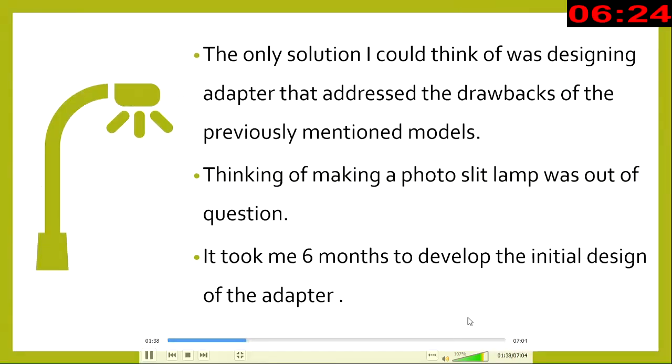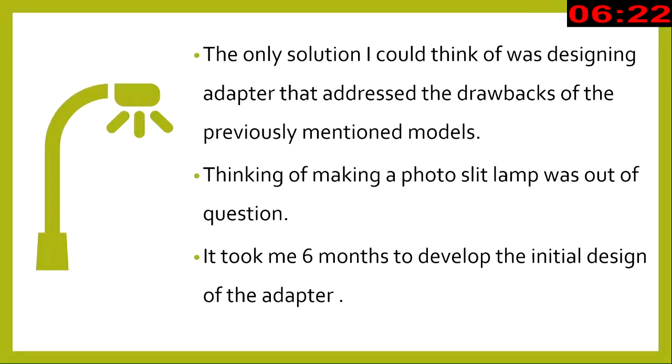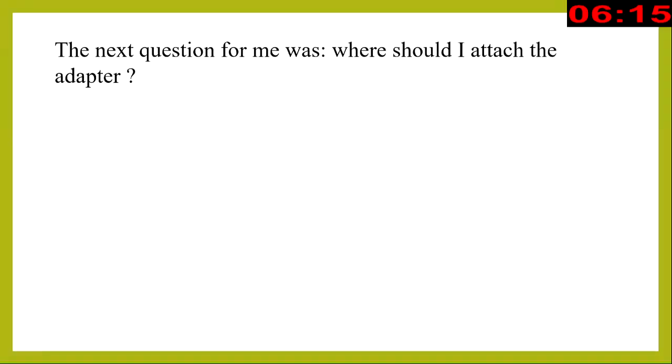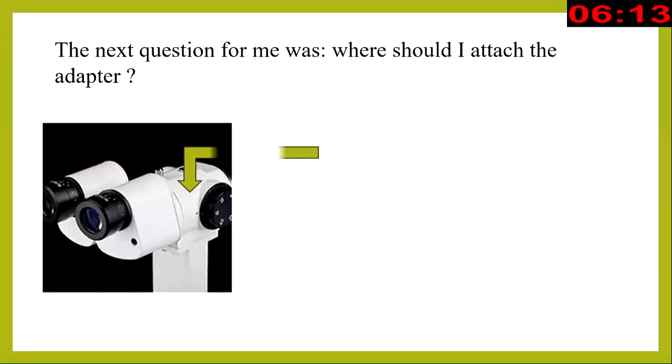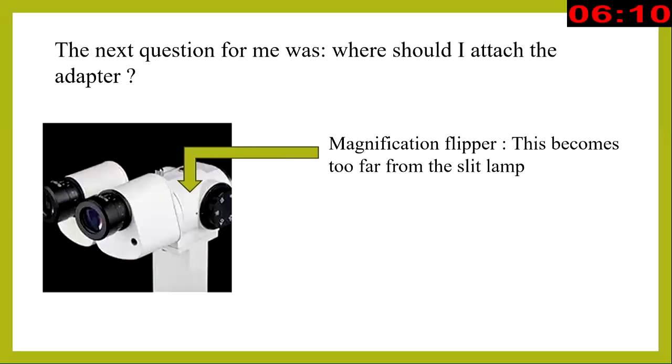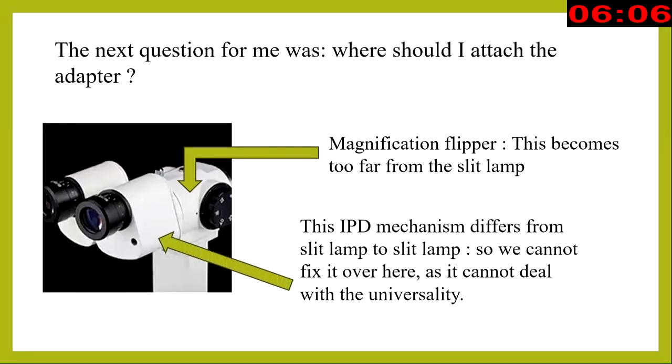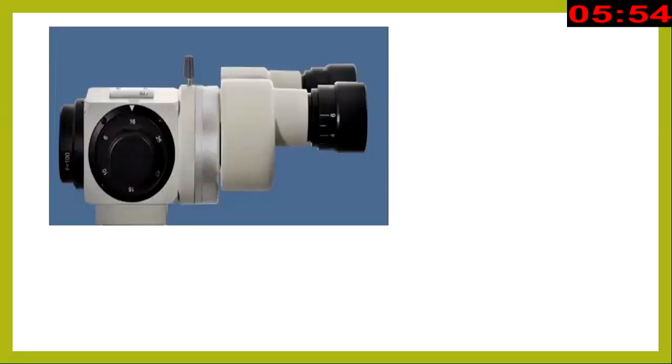So the only solution I could think of was designing a new adapter which addressed the drawbacks of the previously mentioned models. The next question for me was where I should attach this adapter. The magnification flipper is very far from the slit lamp, so I cannot attach it there. And the IPD mechanism differs from slit lamp to slit lamp, so we cannot attach it there either, as it cannot deal with universality. So I thought I would attach my adapter just behind the eyepiece.